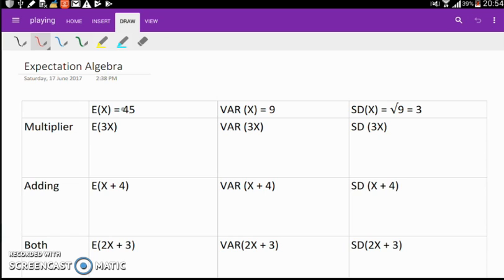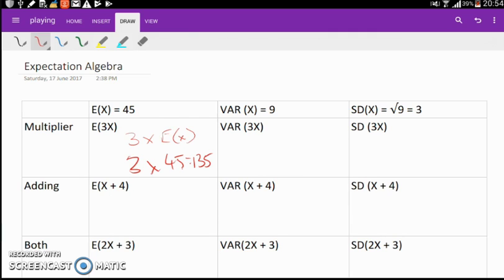If our expected value of x is 45 and we multiply every value of x by 3, every single value is increased by a multiplier of 3. So it makes sense, doesn't it, that the expected value of x is multiplied by 3. So it's 3 times the expected value of x. In this case it's 3 times 45. So we get 135 for our new expected value.